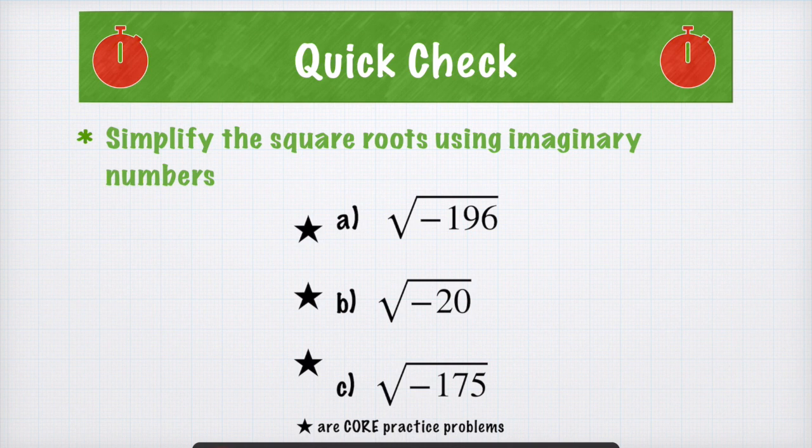Go ahead, take a few minutes, and pause this video. Just simplify the square roots using imaginary numbers. Remember, square root of negative 1 is equal to i. That's all you really have to do, and then after that point, you simplify it just like you would a regular old radical.